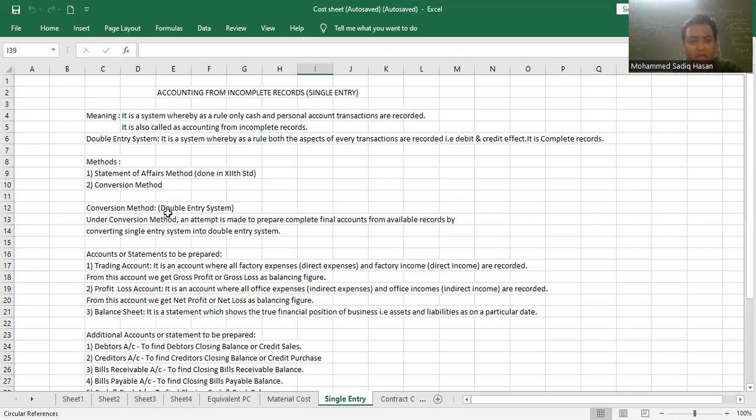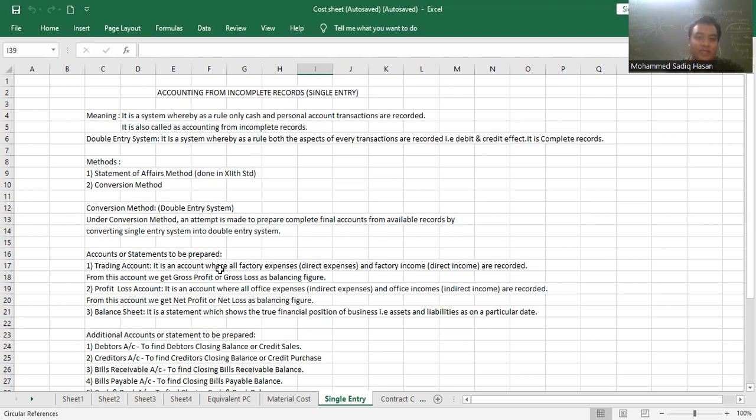Okay. Now, there's a transformation from single entry to double entry, a transformation from single effect to double effect. So now it's not that easy. So what is the process we are going to follow to convert that? So let's come to the next part, that is accounts or statements to be prepared.